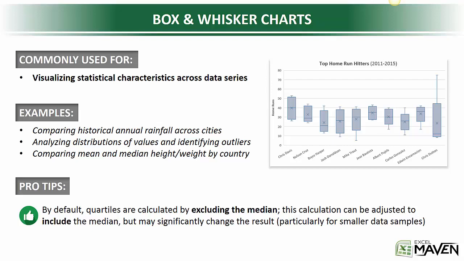Just one pro tip here, by default your quartiles are calculated by excluding the median. That calculation can be adjusted to include the median, but keep in mind that it might significantly change the result, especially if you're looking at a small data sample. So with that, why don't we journey over to Excel and take a look.